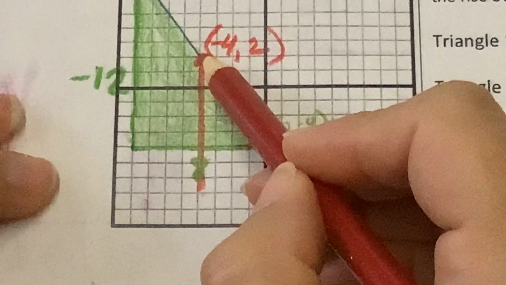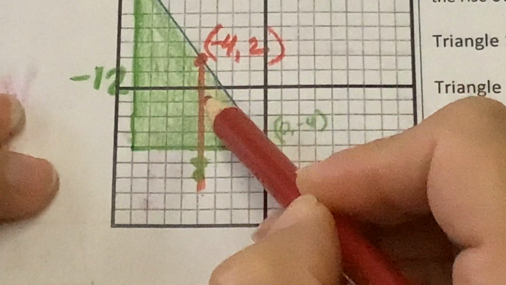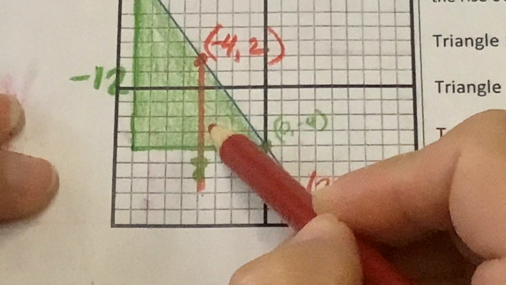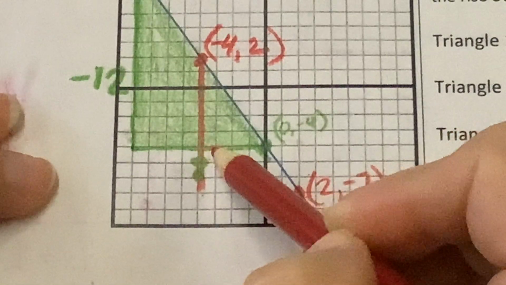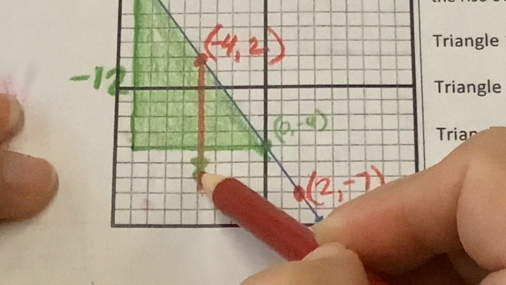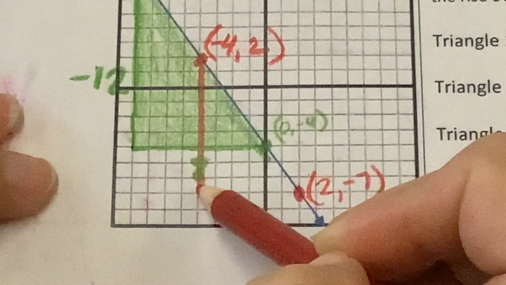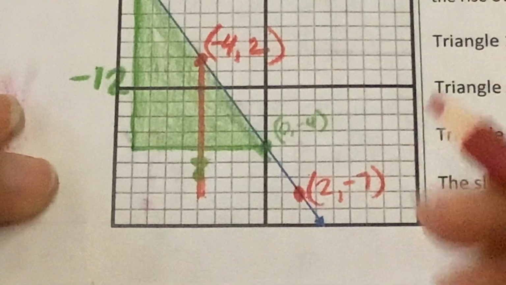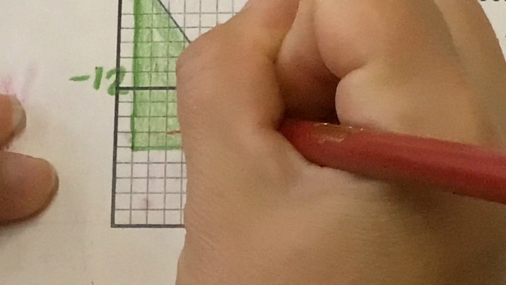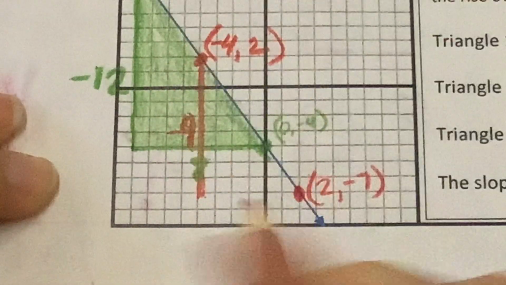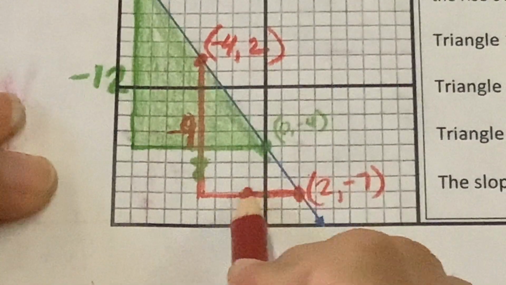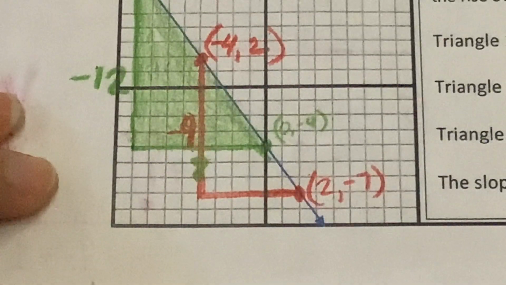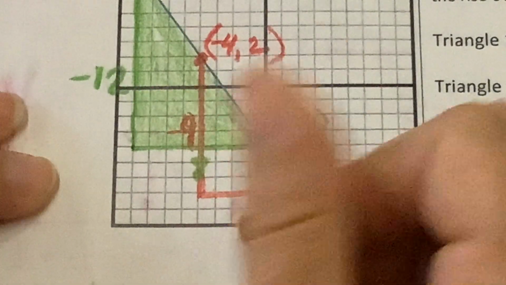All right, so this is down 1, 2, 3, 4, 5, 6, 7, 8, 9. This is down 9. So what represents down 9? How do I write that? Negative 9. And then how far over? Over 6.